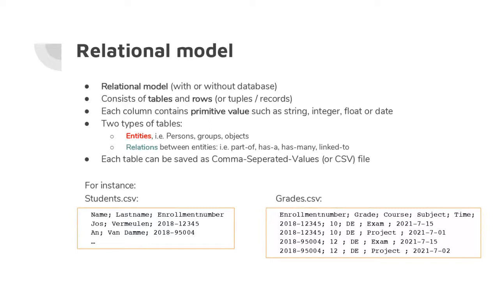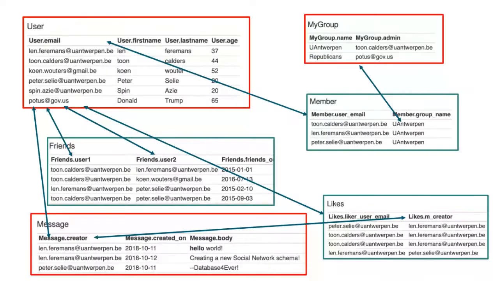And then another type of table is relations. For example, maybe you have a table with all the students, maybe you have a table with all the courses and their properties, and then you have a relation, which student is enrolled in which course. So those are relations between entities, and often they are part of, has many, linked to. So these types of semantics. And each table can be saved to a comma-separated values file, like you see here. So here we actually don't use a comma, but a semicolon or something. That's the file format.